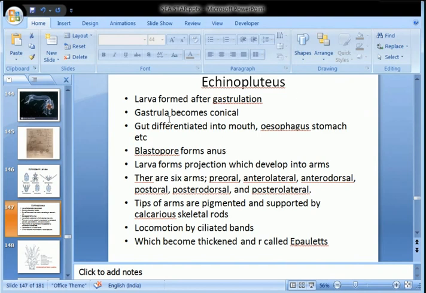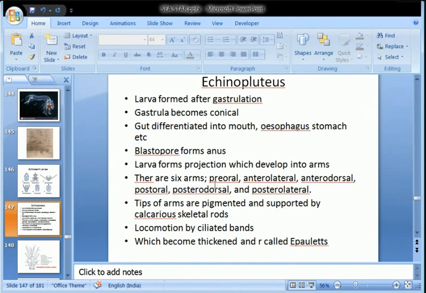Here the gastrula becomes conical, and the gut is differentiated into mouth, esophagus, stomach, etc. Similarly, as we studied previously in the bipinnaria, the blastopore forms the anus. We know that this is a deuterostome. Then the larva forms projections, which develop into arms. Now here we will be talking about what arms are present in this case.